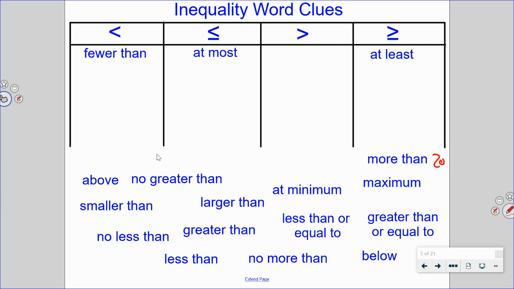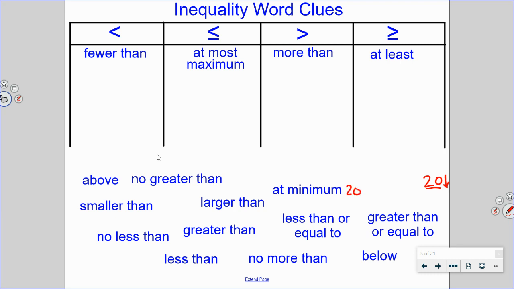On the flip side, more than 20, again, 20 doesn't work. 20 is not more than 20, but all the numbers greater than will. A maximum of 20 means 20 does work, and it can also be smaller. To have a maximum, it can be less than or equal to, which means minimum is going to be the opposite. If you need a minimum of $20, then it can equal $20 or it can be larger than $20, greater than or equal to.